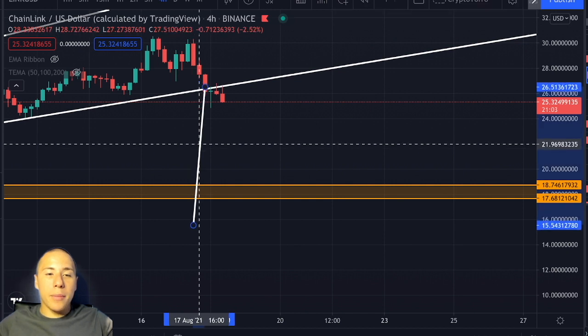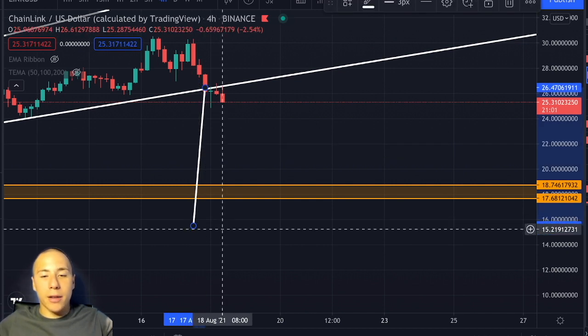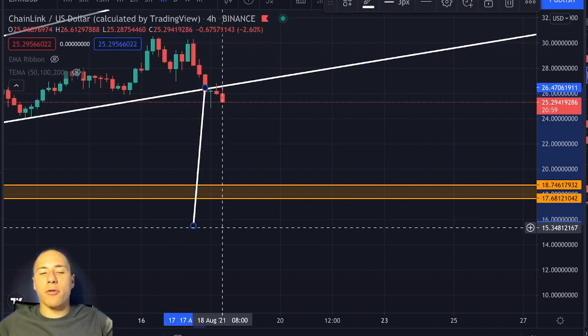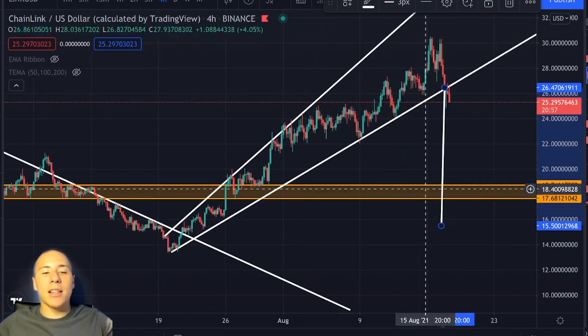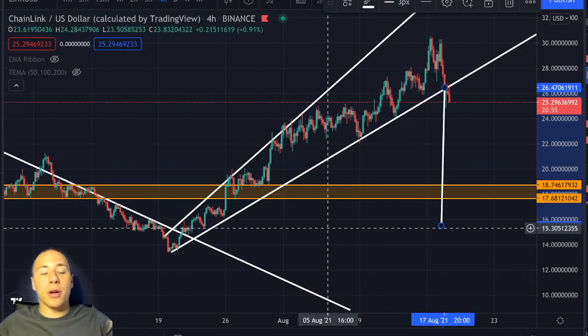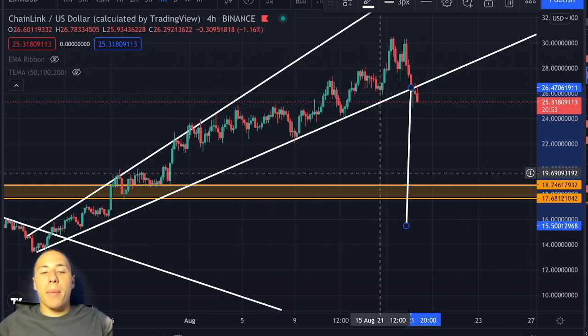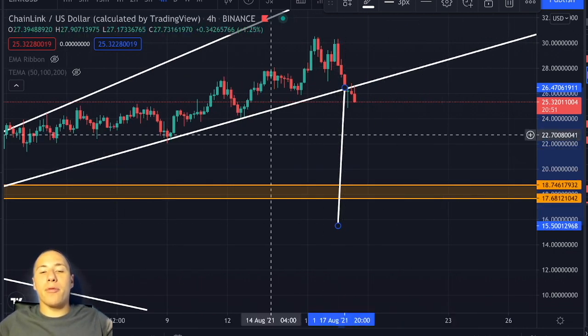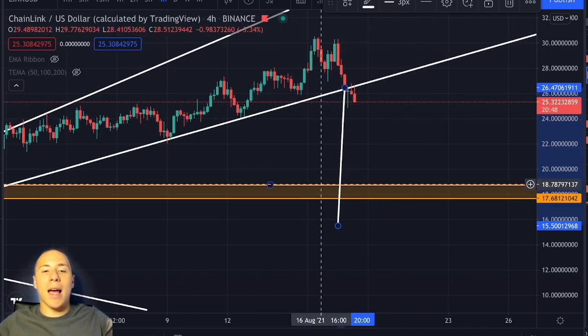So why I'm not saying that it will be heading all the way towards the $15.34 is especially because this was a major stronghold of support and resistance during the past, and I think that will help for sure Chainlink's price action to stay above it.